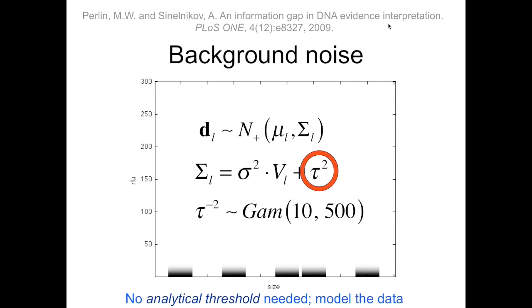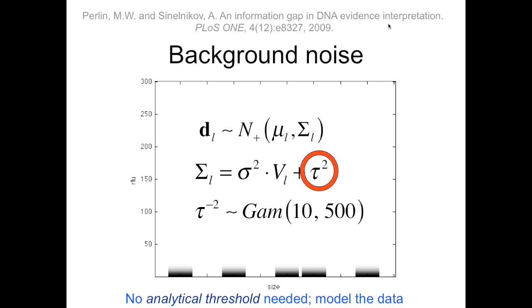Let's start with background noise, and the first thing I want you to do is ignore all this math that is described in papers, and let's just focus on that one circled parameter, tau squared. So that's the parameter for the background noise. And if you're conversant with Bayesian statistics, you'd know how to use the math that's described here and in our 2009 paper in PLoS ONE to calculate tau squared.